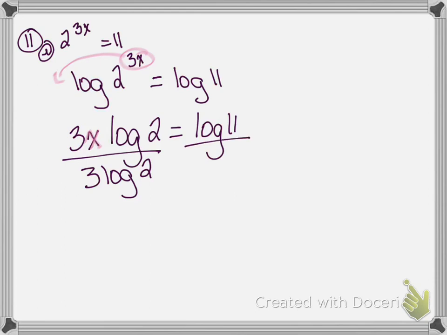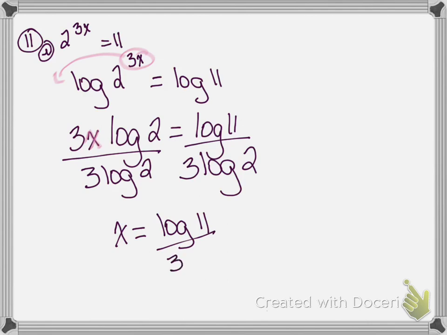Okay, now all of this is base 10. So I've got x equals log of 11 over 3 times log of 2. Now, if you look at your answer key, you've got something that looks a little bit different than that, and that's okay because they're both equivalent.